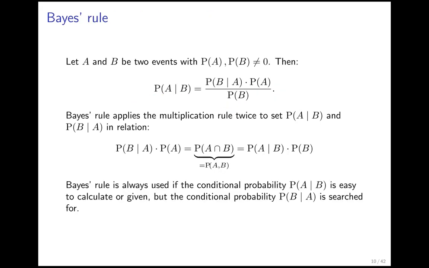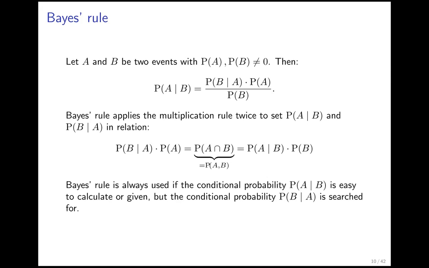The next thing we're going to talk about is Bayes' rule, and maybe you've heard of Bayes' rule already, but Bayes' rule is in principle just another application of the multiplication law. So what does Bayes' rule do? Bayes' rule establishes a connection between two events, A and B, and the respective conditional probabilities. So there is a connection between the conditional probability of the event A given B and the probability of the event B given A. And why could this be useful?